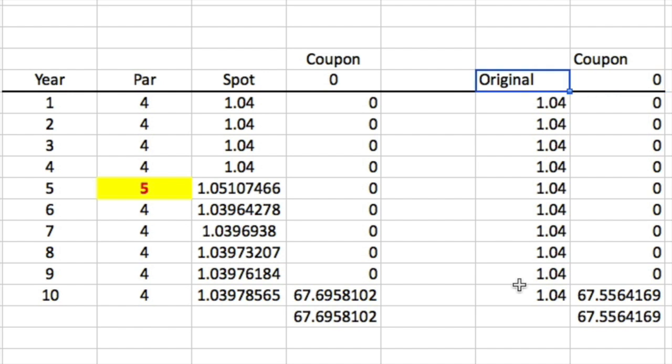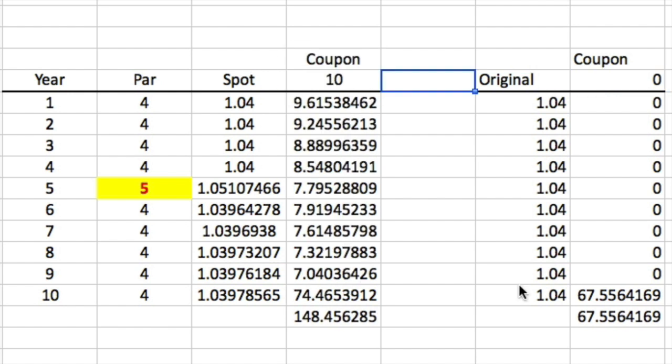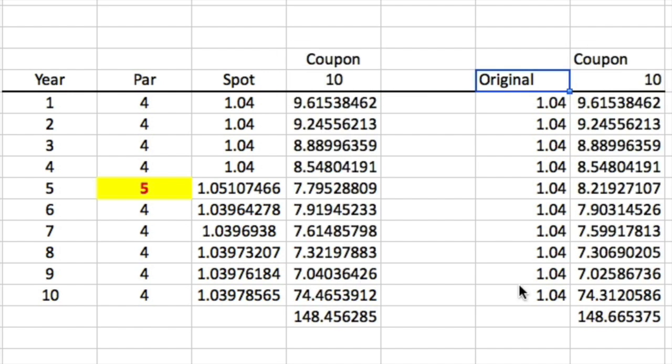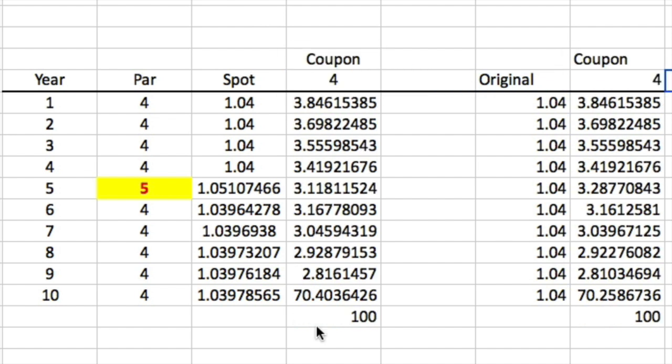So let's change this coupon now to 10% coupon, and let's see what we get. Under an original scenario, we have 148.665. Now we have 148.45. Notice there is a change in price. Again, let's go back to that 4% coupon, 100, 100.